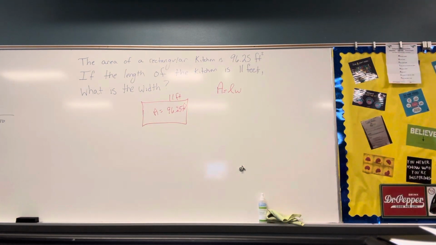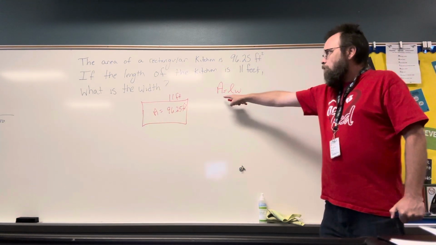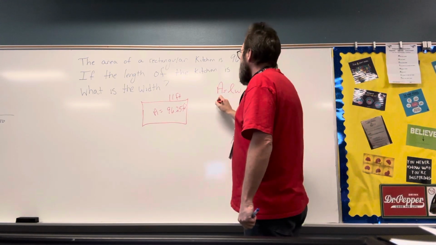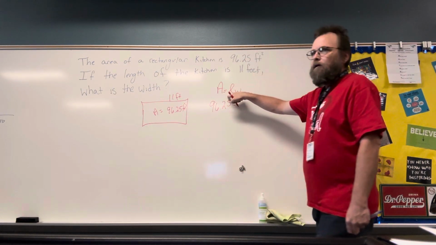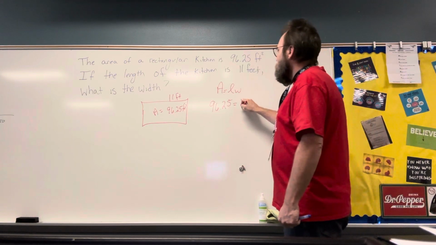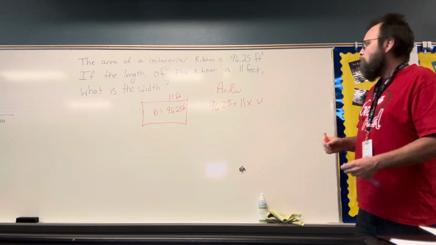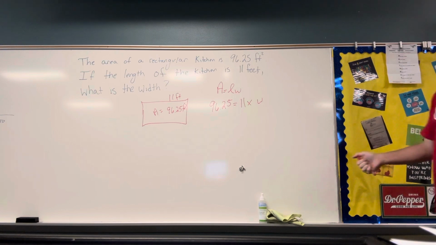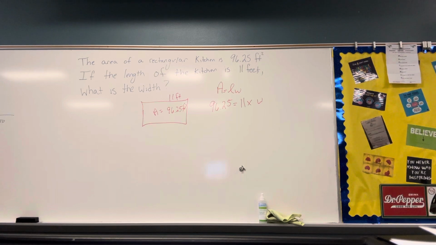Now we look at the formula and we replace the variables with anything we know. Do we know the area? Oh, yes, we do. The area is 96 and 25/100 equals, do we know the length? Yes. 11 times, do we know the width? No. So 11 times something equals 96 and 25/100.